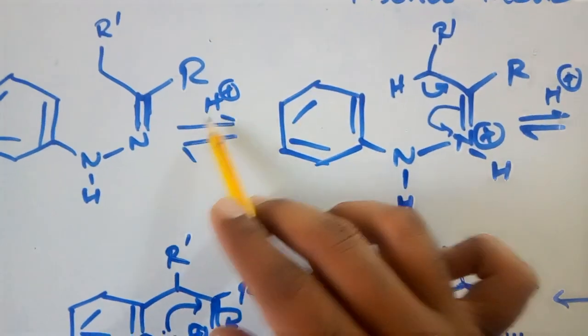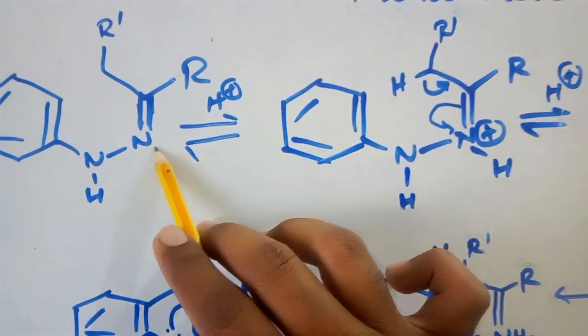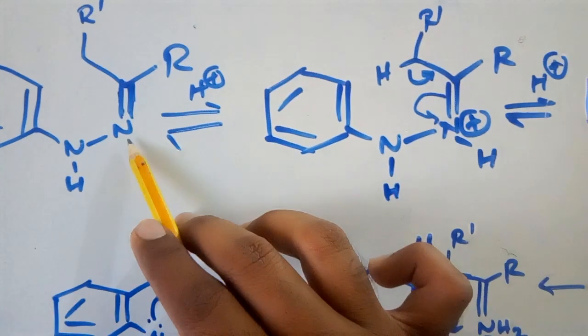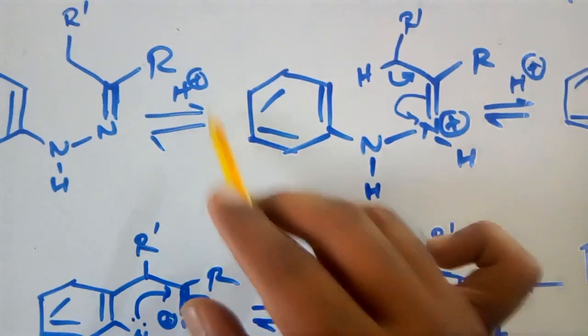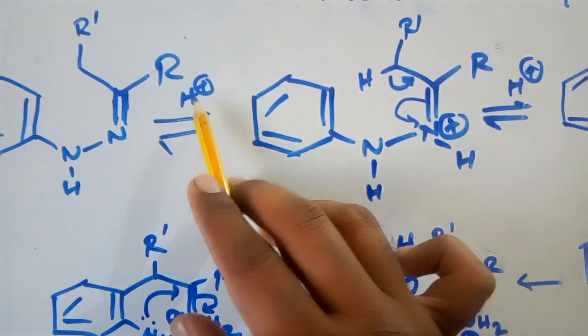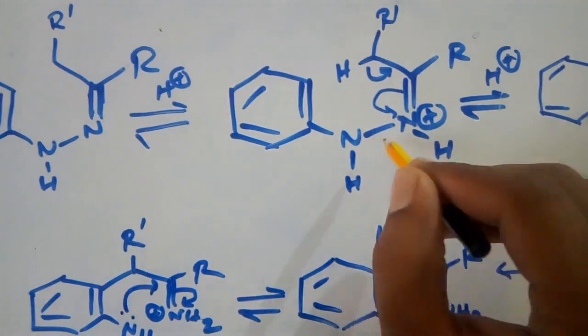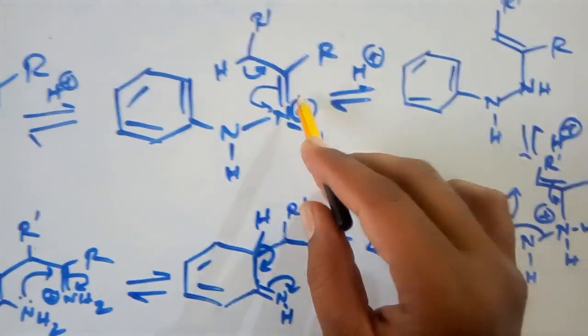In acidic condition, the H plus will attach on this nitrogen. Nitrogen is having a lone pair of electrons which can be shared with this hydrogen. So this hydrogen will attach here, NH. Now nitrogen will have a plus charge.